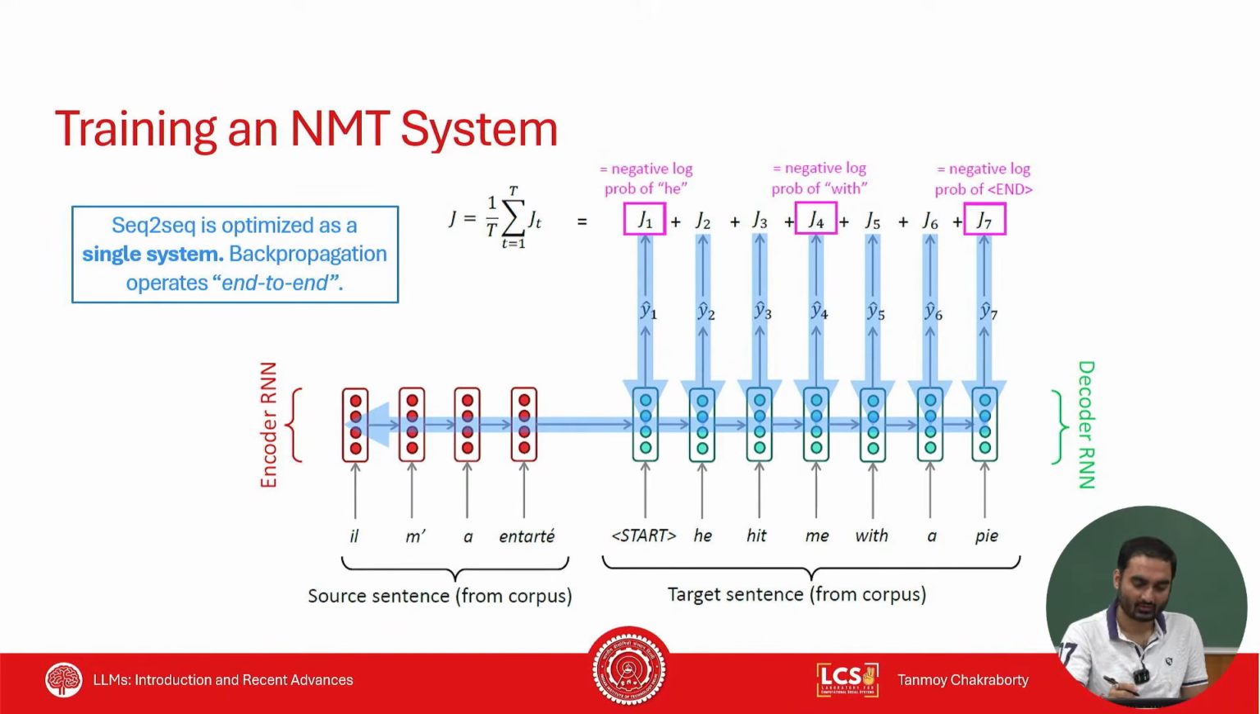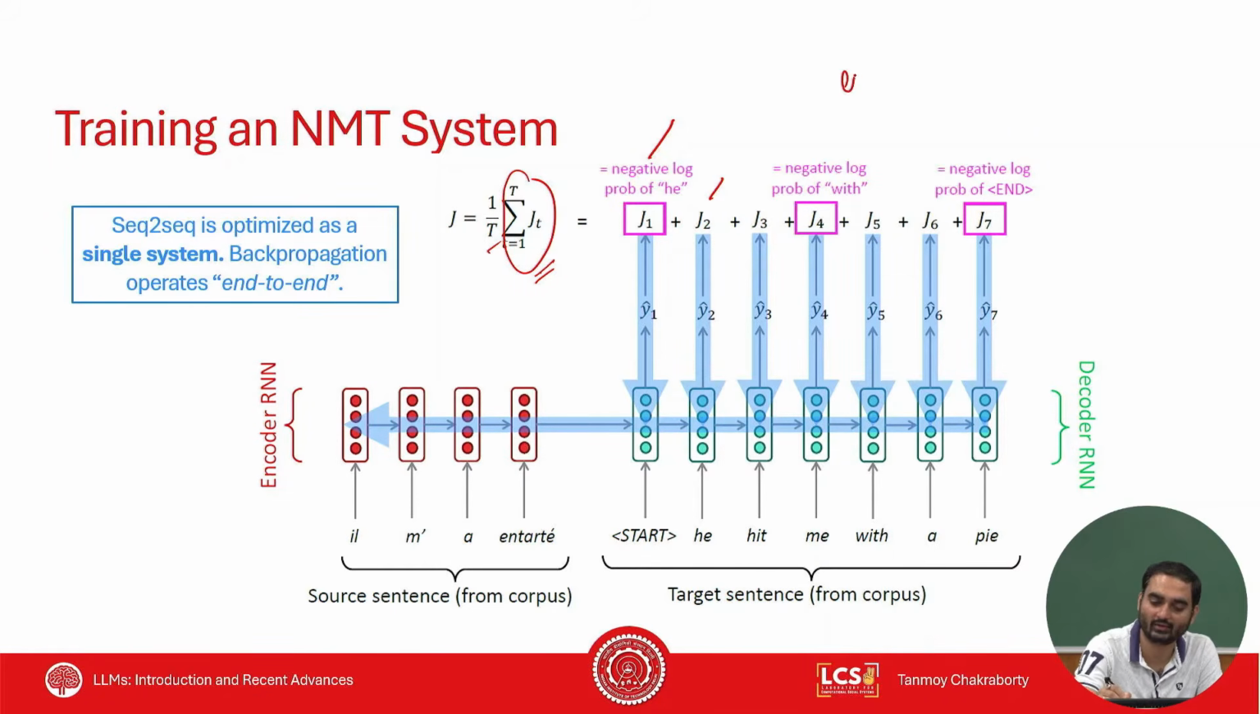Look at this. Here you have error J1, error J2, J3, J4, J5 dot dot dot J7, right? And the total error is basically the sum of these. This is the total error, and you normalize it by the number of output tokens T. Okay, and then when you do backpropagation, this loss will affect all the hidden states. This is end-to-end training. This is called end-to-end training.